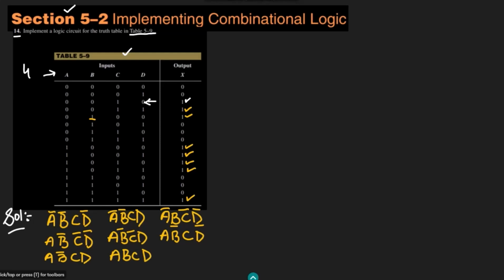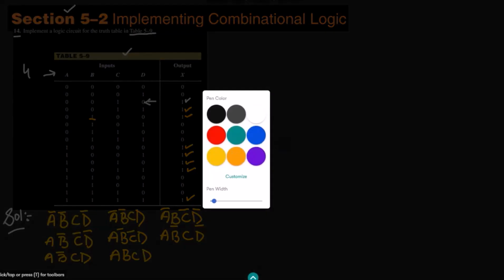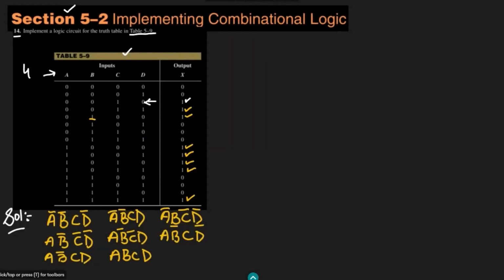So these are all the terms for which the output is 1. What I have to do now is add them in order to make it the sum of the product form. So addition of them will give me plus between them, and these are the terms. This is the sum of products form, so this is the required SOP form, the expression for this truth table which we had to find out.